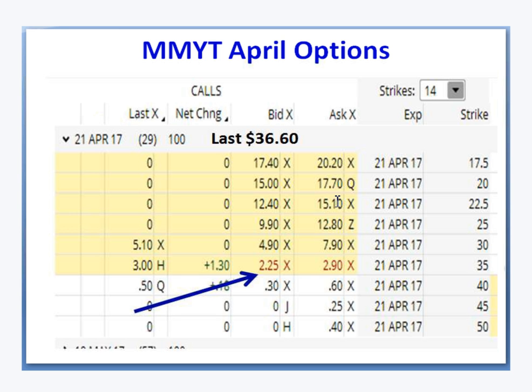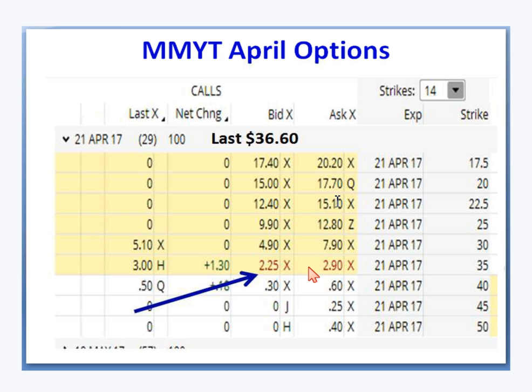36.65. So it depends on what your risk-reward factor is. Now they're bidding $2.25 for the 35s. They're asking $2.90. So obviously we're going to have to buy at least halfway in between there. Well, that is 65 cents, so 35 cents. We're looking at maybe trying to get him at 260.